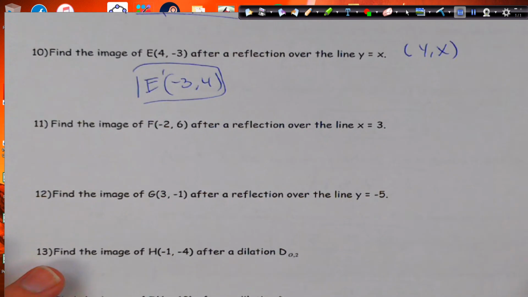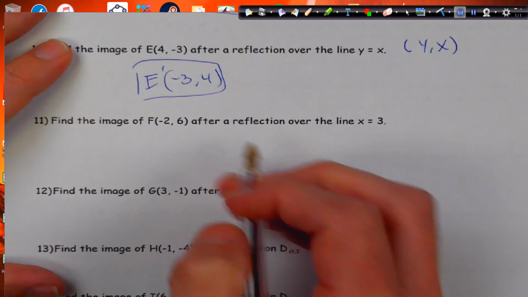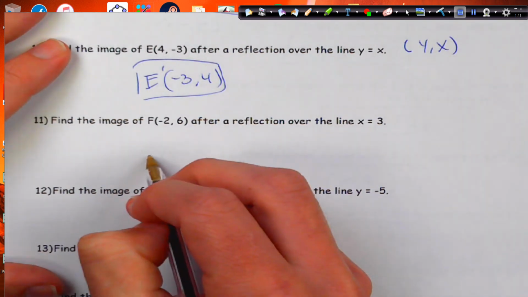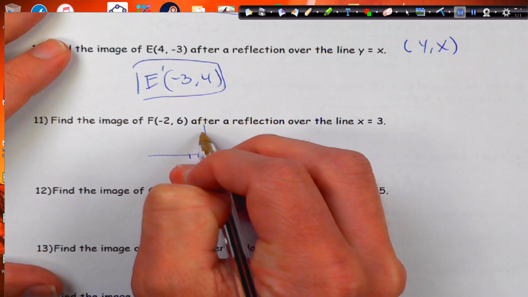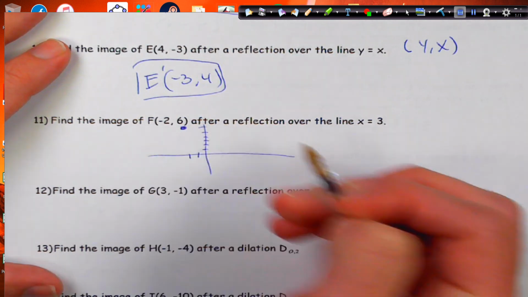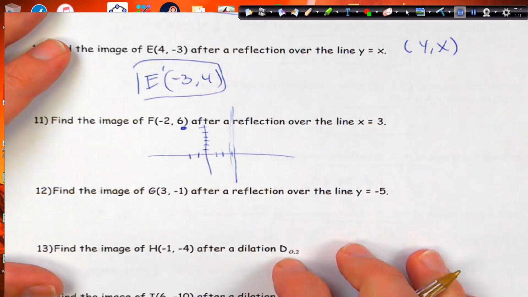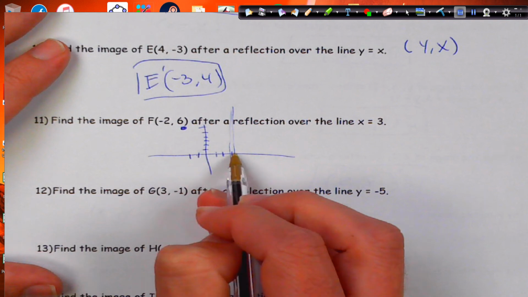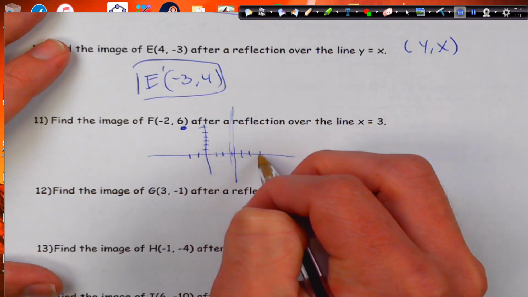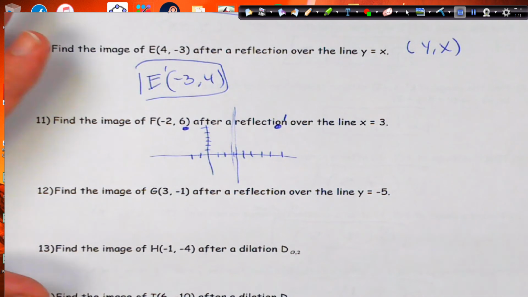Find the image of negative 2, 6 after reflection over the x equals 3 line. What I would do here is actually just draw my own graph and go negative 2, 1, 2, 3, 4, 5, 6. So the point's right here, 1, 2, 3. So the line of reflection is over this line right here. So I can count 1, 2, 3, 4, 5 units. I'm going to go 1, 2, 3, 4, 5 units over here. And this is going to be my reflection point.